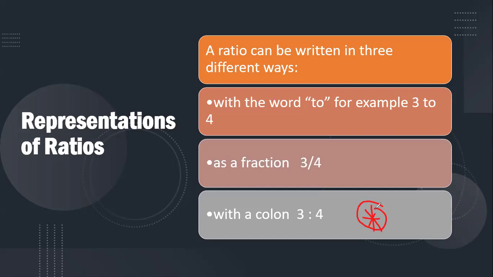We do use the fraction, and a fraction is a ratio by definition, but mainly we use the colon. Whenever you read a ratio, you say "to." So 3:4 is read "3 to 4." That's how we read it. There's no special way to read this. And in word form, you write the word "to."